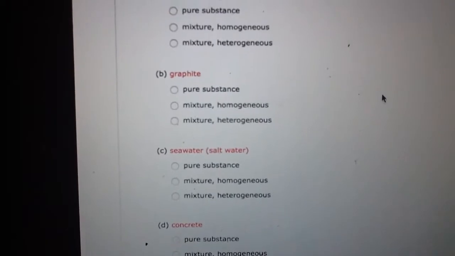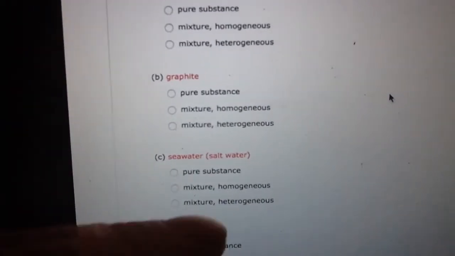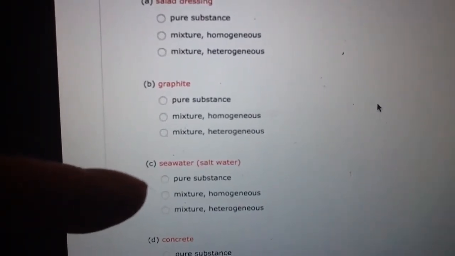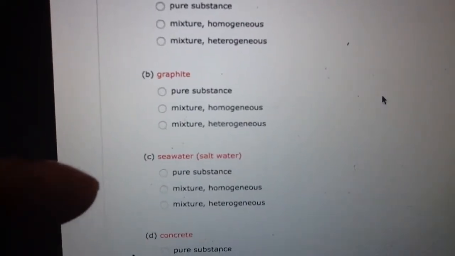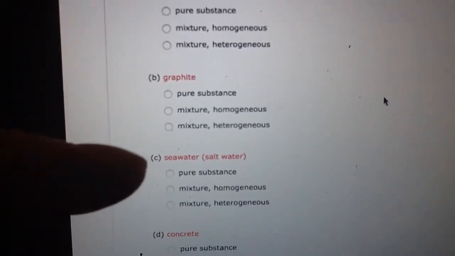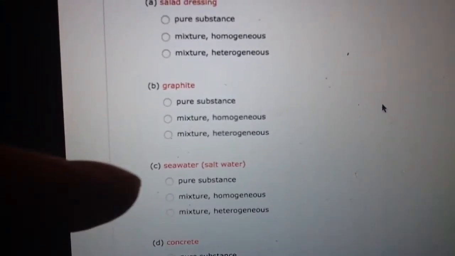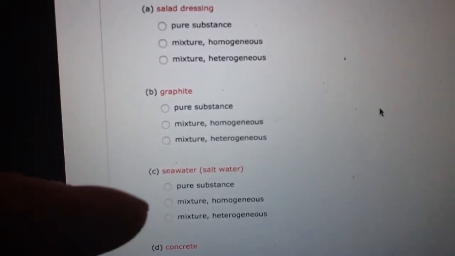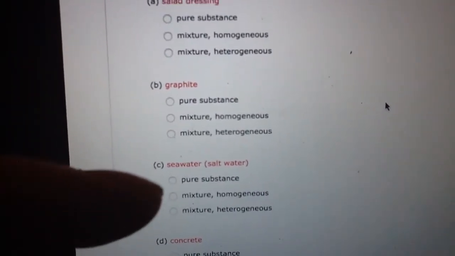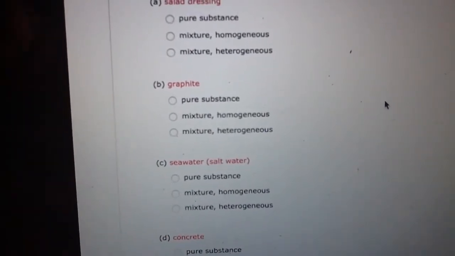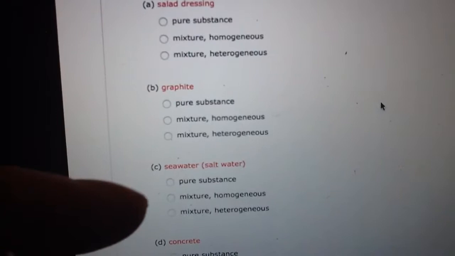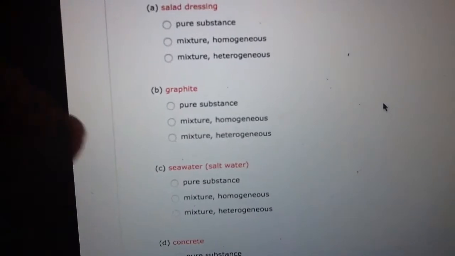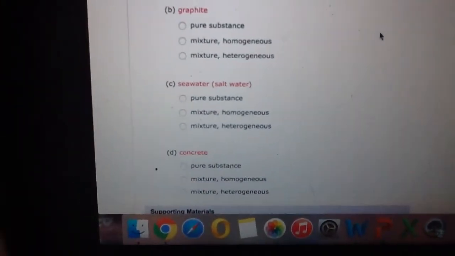So then here we have seawater, salt water. Seawater has NaCl, it also has some H2O going on in it. So that would not be considered a pure substance. If you took a glass of seawater from the sea and put it into the glass, most of it will look uniform throughout. So that would be considered a mixture. Because it looks like there are no chunks of things throughout the seawater, it would be a mixture that is homogeneous.